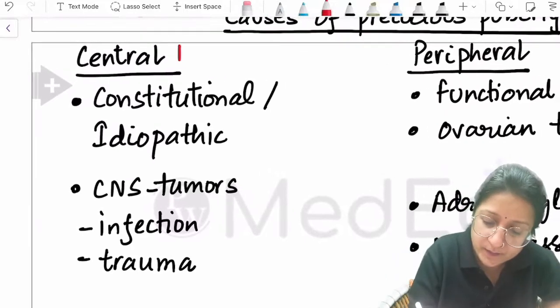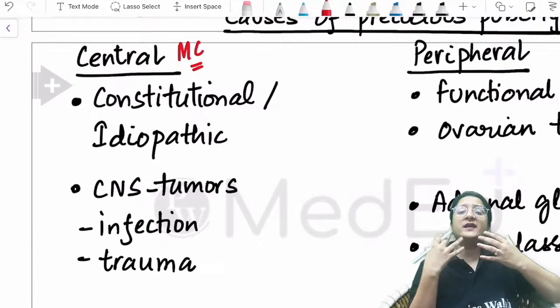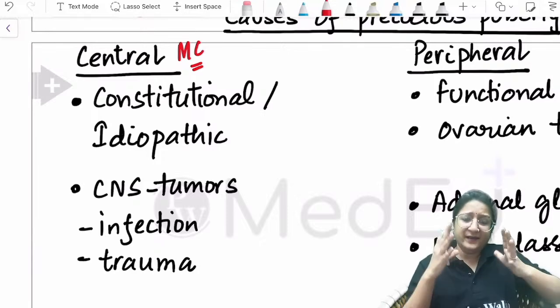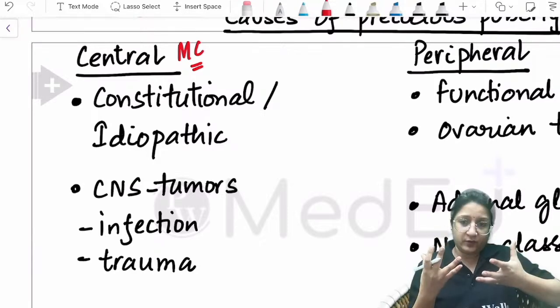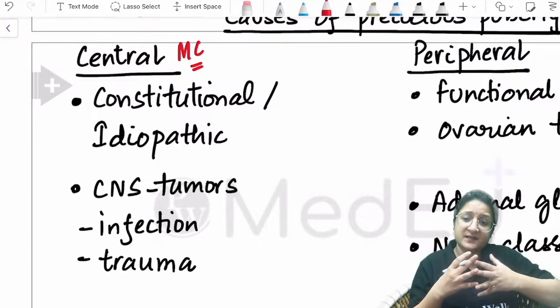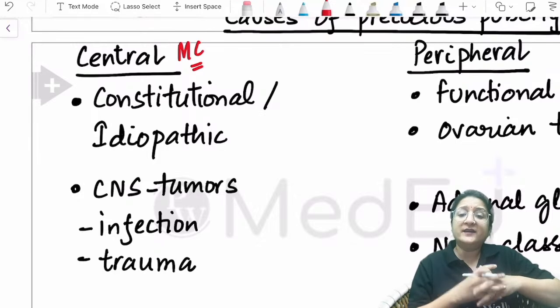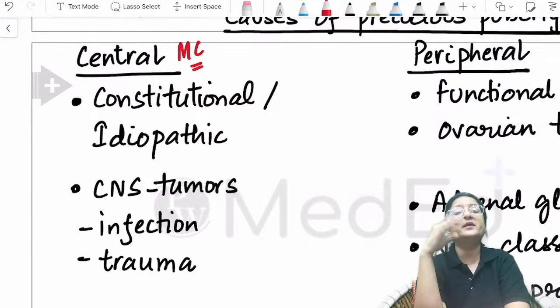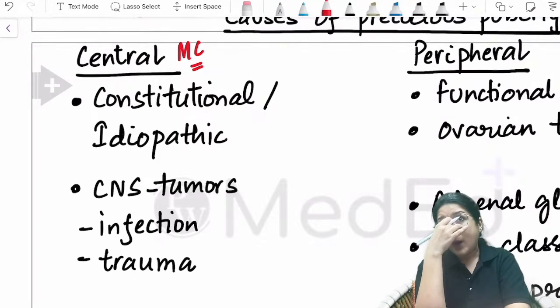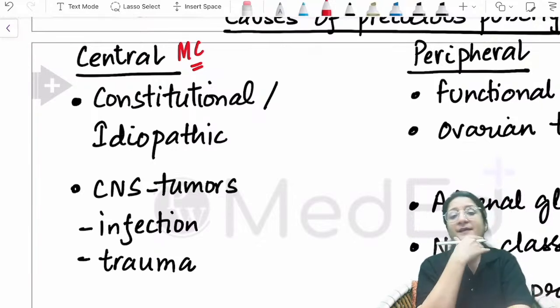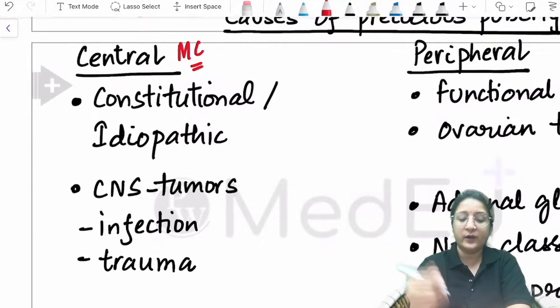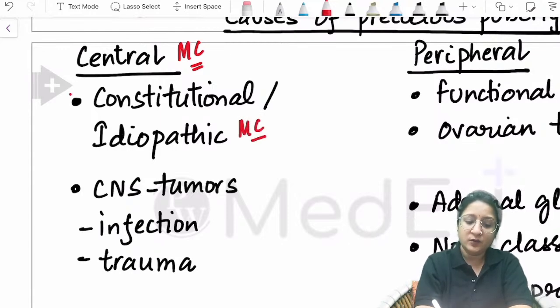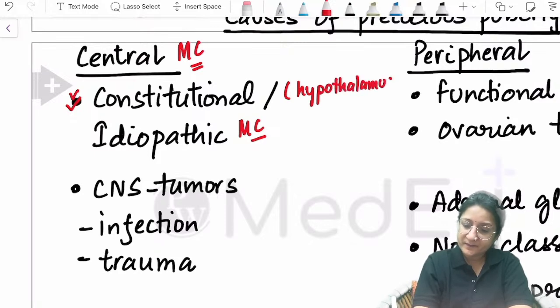If you look at the causes of precocious puberty, the most common cause is central. That means the hypothalamus or the pituitary got activated earlier. The pulsatile secretion of GnRH should have started at the expected age of puberty, but it started earlier than usual. So there is premature activation. Why it particularly happens, we do not necessarily know, so it is called constitutional or idiopathic. This is the most common cause. What is happening here is that the hypothalamus is getting activated prematurely.